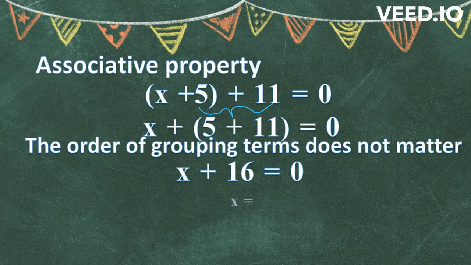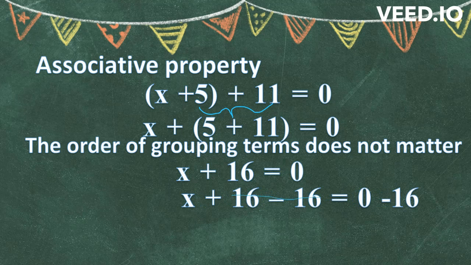Let's solve for it. So x equals, let's add minus 16 on both sides. Now x equals minus 16.